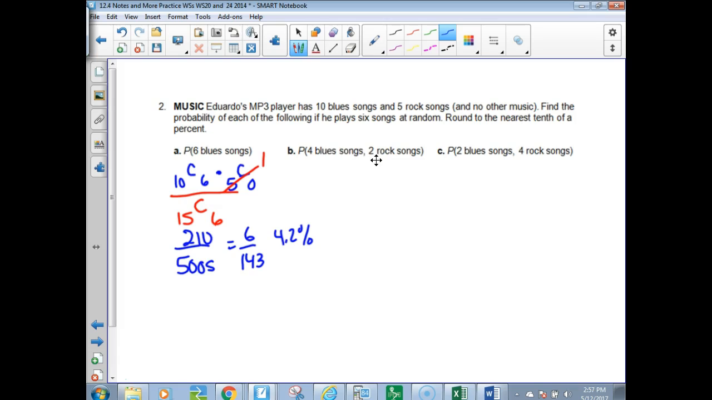4 blues, then 2 rock, so 10C4 times how many rock songs do we have? We have 5 rock songs, and we're going to get 2 of them. And then, of course, that'll be divided by the 15C6. Knowing that that denominator is 5,005, I'm going to just type the numerator.